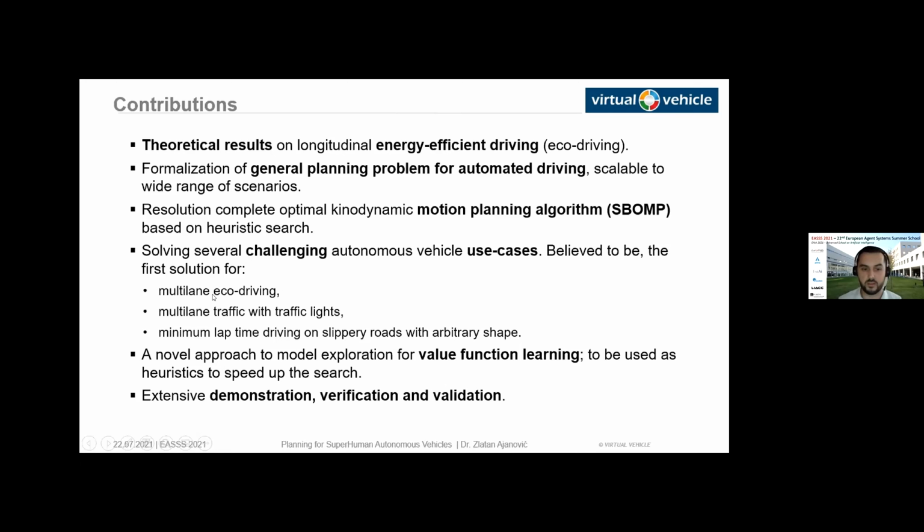We will solve some challenging autonomous vehicle use cases using this algorithm: multi-lane eco driving, multi-lane with traffic lights, and minimum lap time on a road, with slippery roads of arbitrary shape, like drifting and so on.